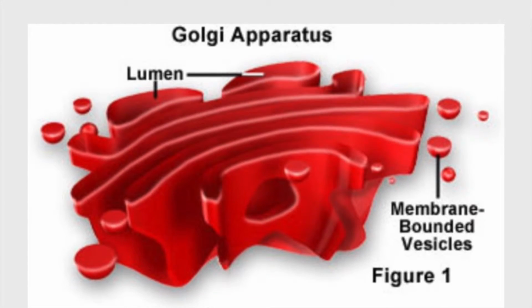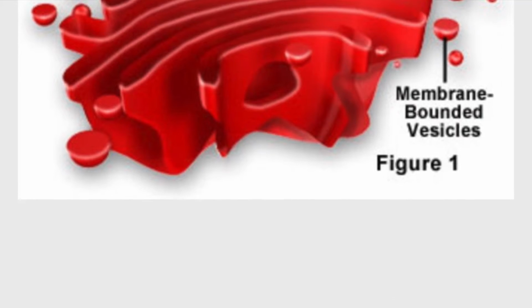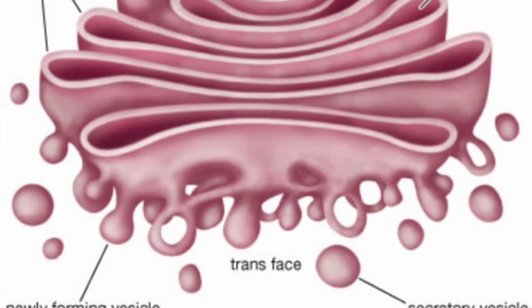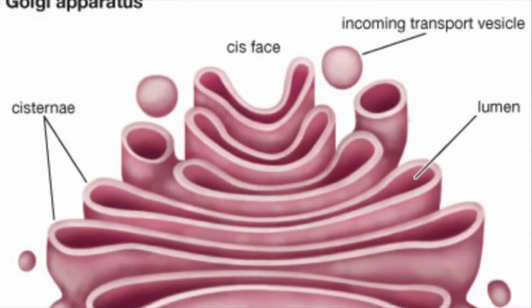The Golgi apparatus. The Golgi apparatus is a series of flattened membrane-bound sacs. The function of the Golgi apparatus is for synthesis, modification, and packaging of molecules.